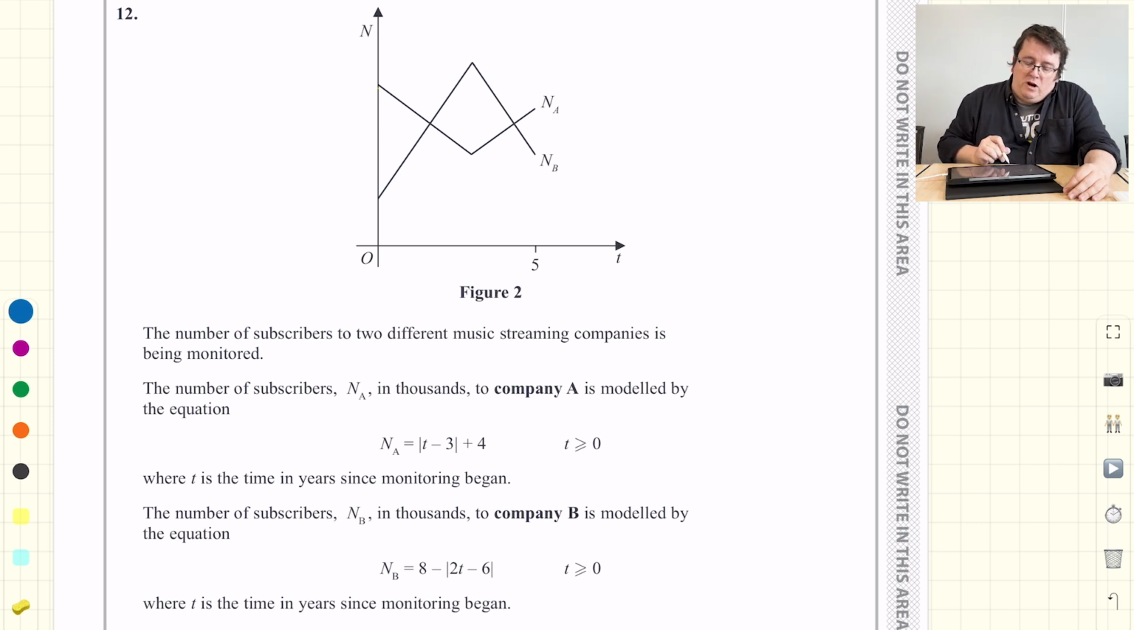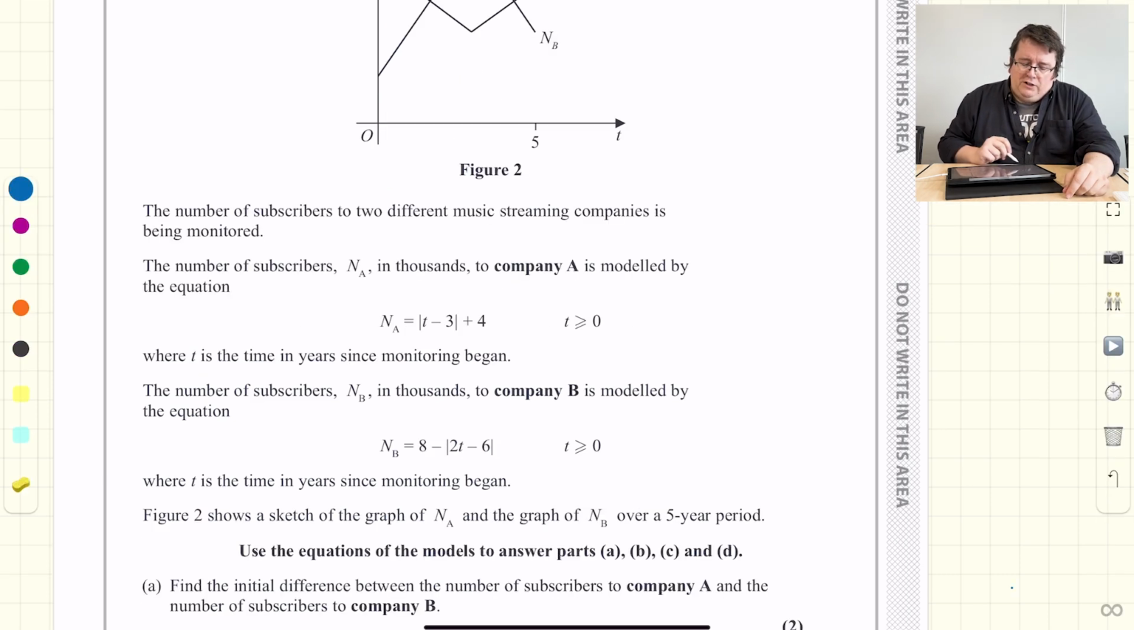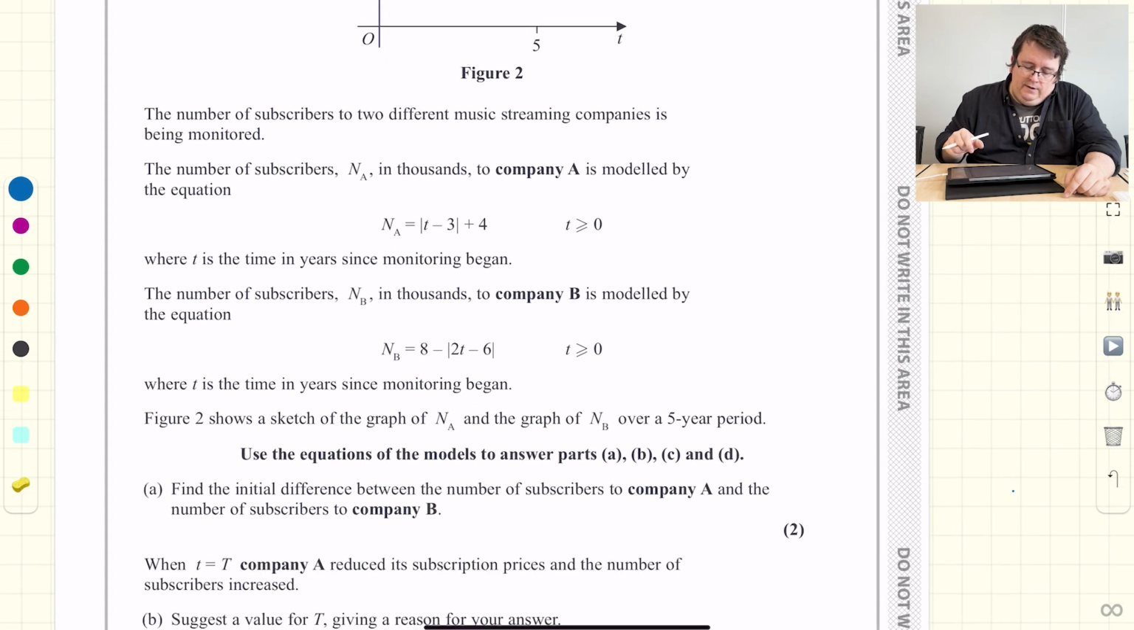The number of subscribers, NB, in thousands to company B, is modelled by the equation NB is 8 take away the modulus of 2T take away 6, where T is greater than or equal to 0, where T is the time in years since monitoring began. Figure 2 shows a sketch of the graph of NA and the graph of NB over a 5-year period. Use the equations of the models to answer parts A, B, C, and D. Find the initial difference between the number of subscribers to company A and the number of subscribers to company B.